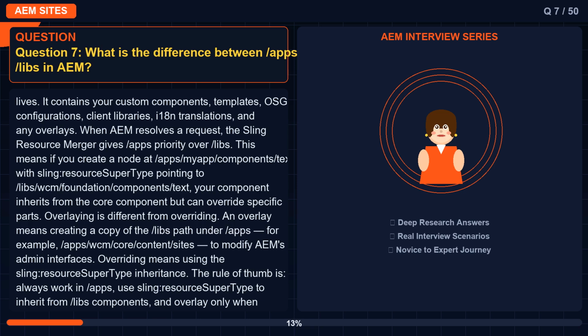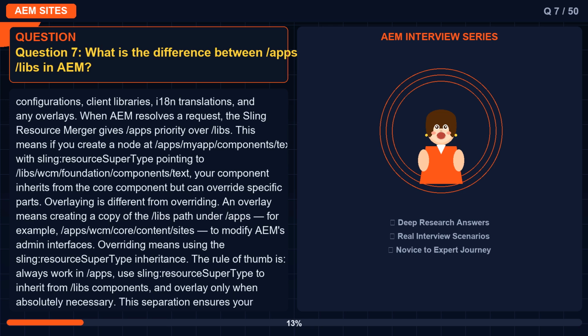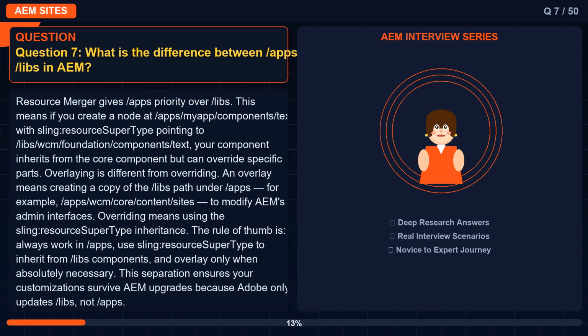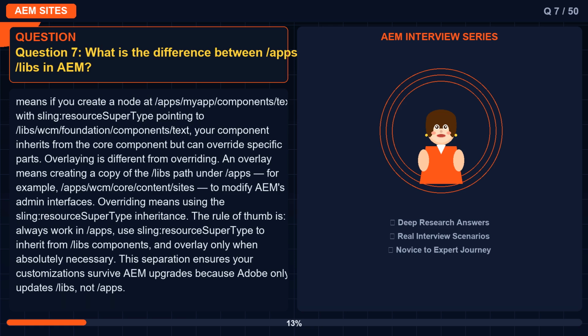Overlaying is different from overriding. An overlay means creating a copy of the /libs path under /apps, for example /apps/wcm/core/content/sites, to modify AEM's admin interfaces. Overriding means using the Sling resource supertype inheritance. The rule of thumb is, always work in /apps, use sling:resourceSuperType to inherit from /libs components, and overlay only when absolutely necessary. This separation ensures your customizations survive AEM upgrades because Adobe only updates /libs, not /apps.